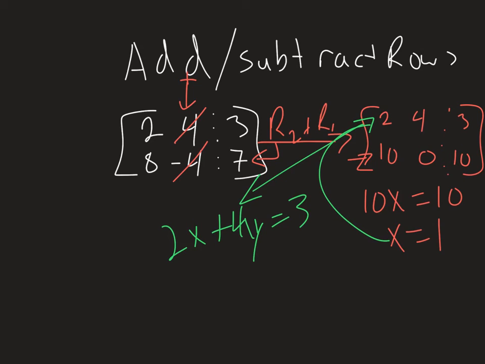So usually when you're adding or subtracting rows, you're trying to get one of them to cancel out somewhere. You're trying to cancel out a variable or possibly even 2 variables, if we're talking about a situation where we have 3 equations with 3 unknowns. So we can do that, very much doing the elimination step if we're thinking about elimination.